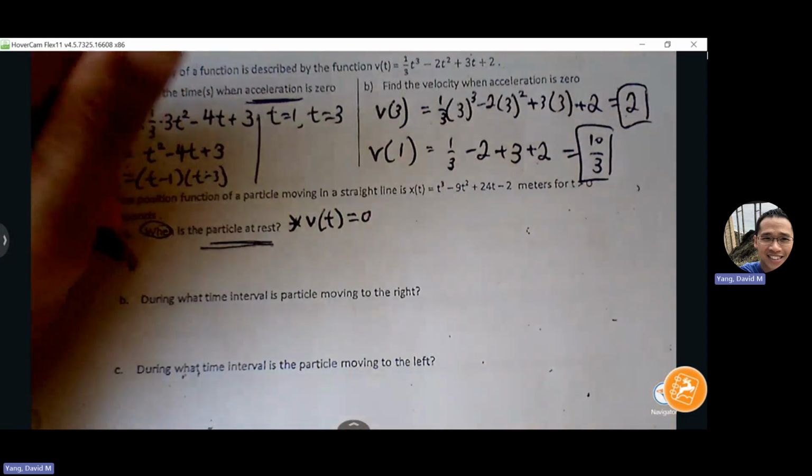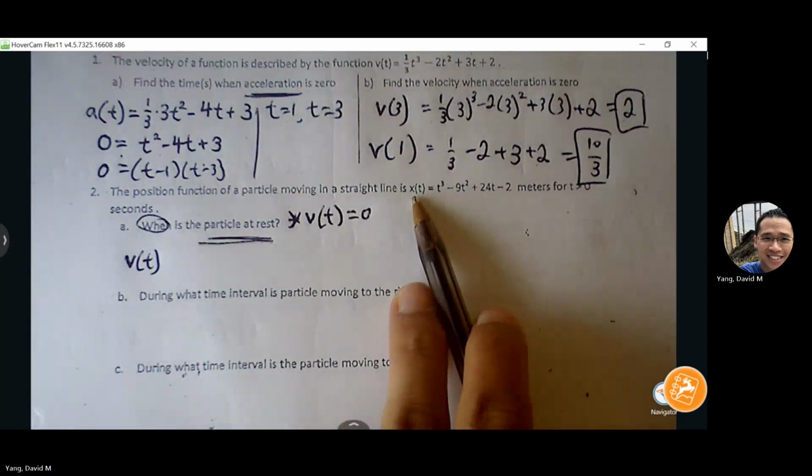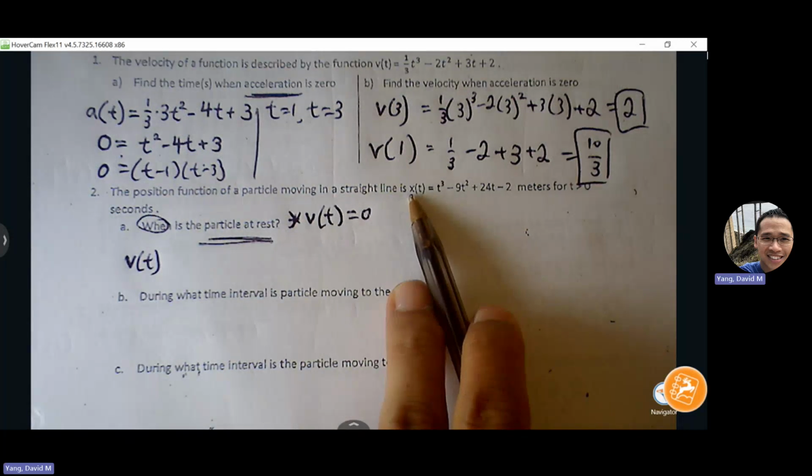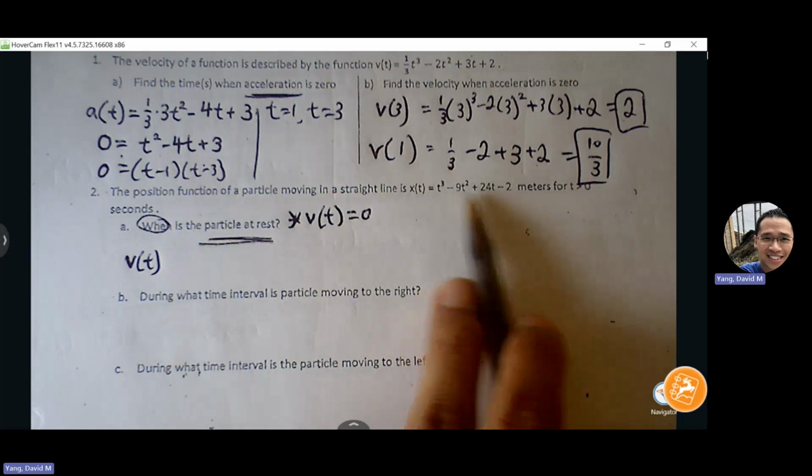So let's find velocity. In this case, we are given the position function. Sometimes position can be x of t, s of t, or h of t. In this case, they say x of t because we're moving along the x-axis. So what's the derivative? What's velocity here?